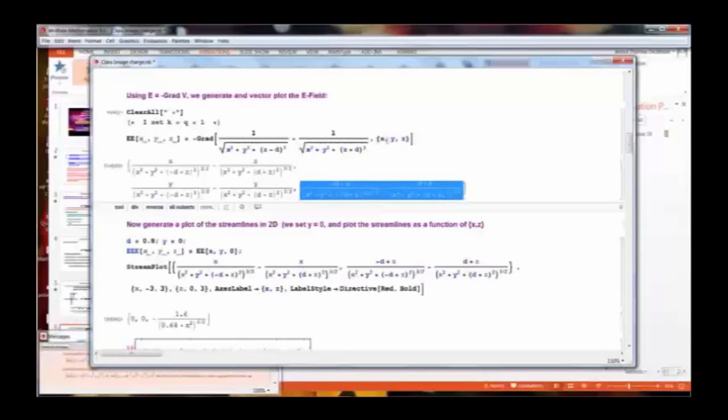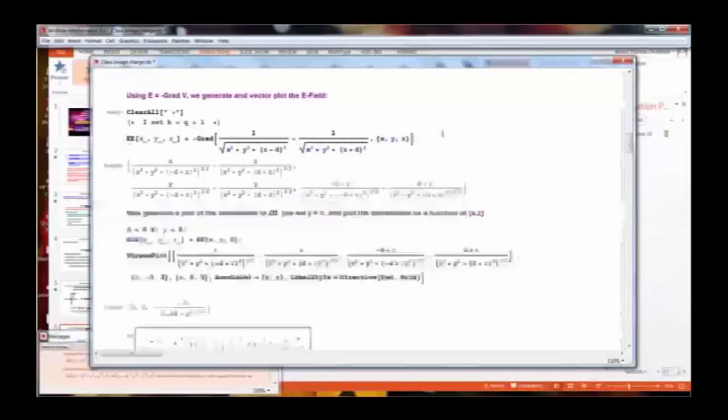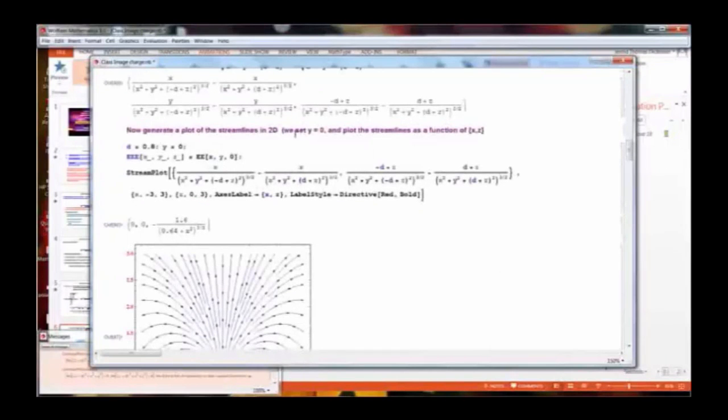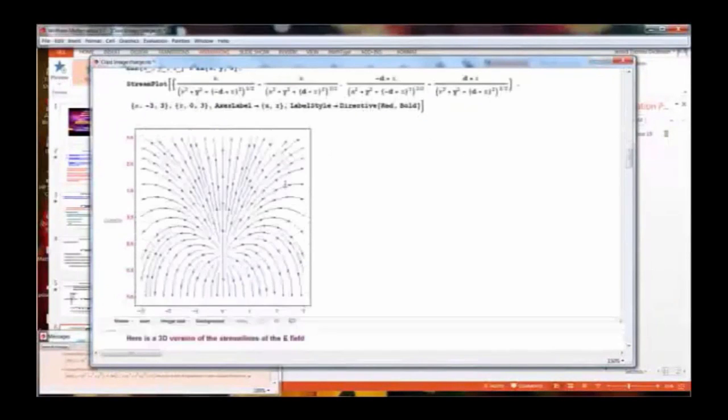We could do a vector plot of this, but vector plots in Mathematica in 3D are kind of messy. So I'm just going to show you a streamline. And the way we do that is we set y equal to 0. We're going to set y equal to 0 up here. We'll be looking now in a cut in the xz plane. We're cutting through the origin. One coordinate is x and the other is z. We're going to set d equals 0.8. So here's the stream plot.